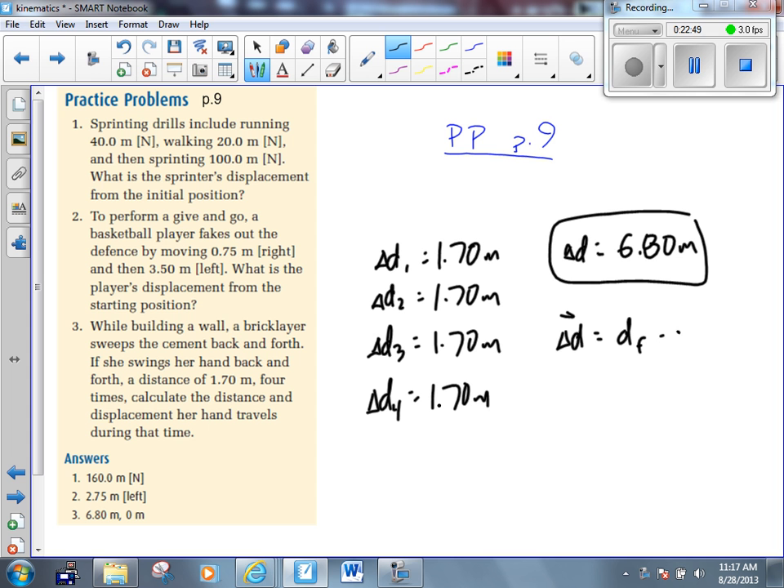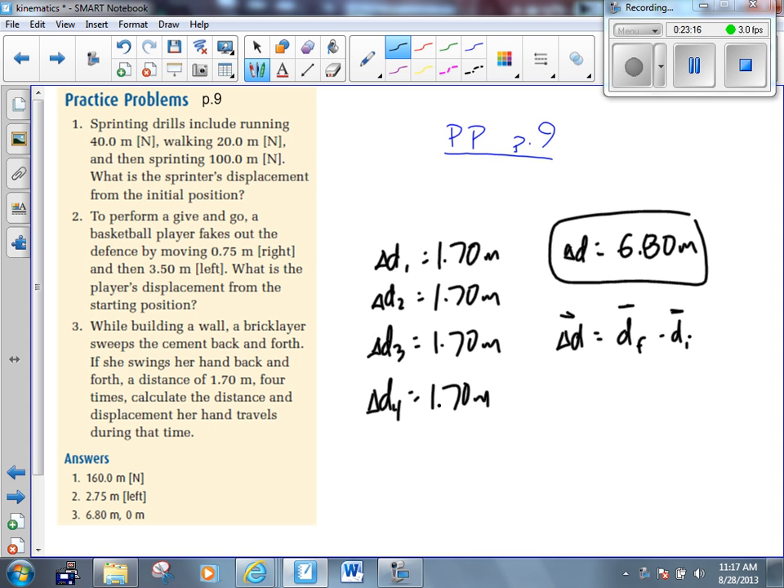dF minus di. But we don't know what the final position is or what the initial position is, so we can't subtract anything here. In another example, maybe the first example that I gave you, when I was walking towards the back of the room, my initial position was 0. My final position was 3 meters. My change in position would be 3 minus 0, which is 3. But we don't know what our initial or final position is here.